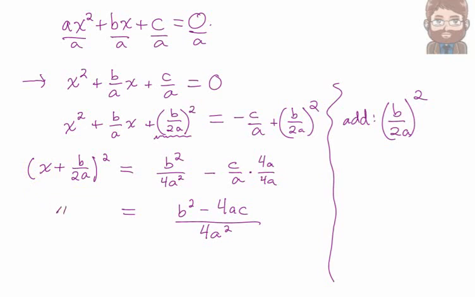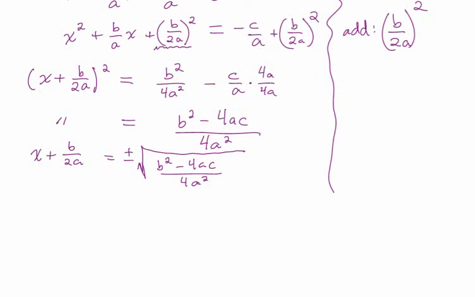Now I'm going to take the square root of both sides. That leaves me with only x plus b over 2a on the left. Then on the right, I'll get plus or minus the square root of b squared minus 4ac all over 4a squared, the square root of that entire fraction. I'll scroll down a little bit.